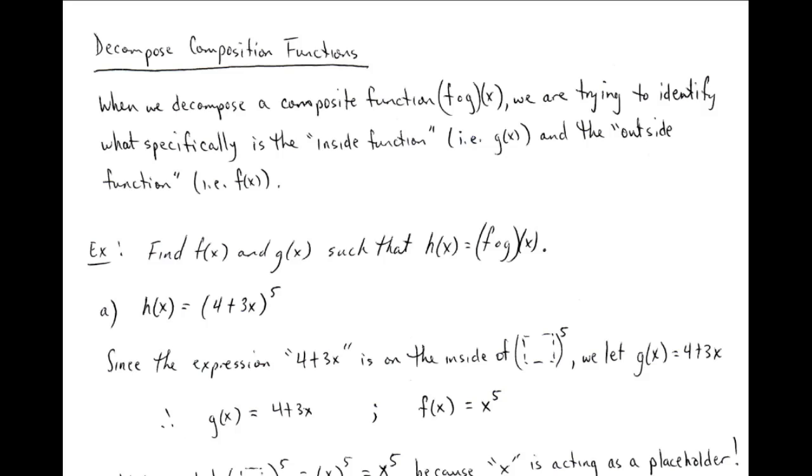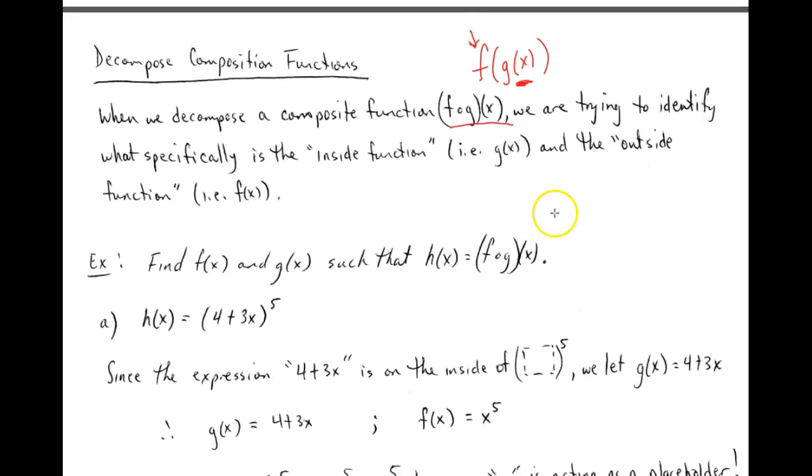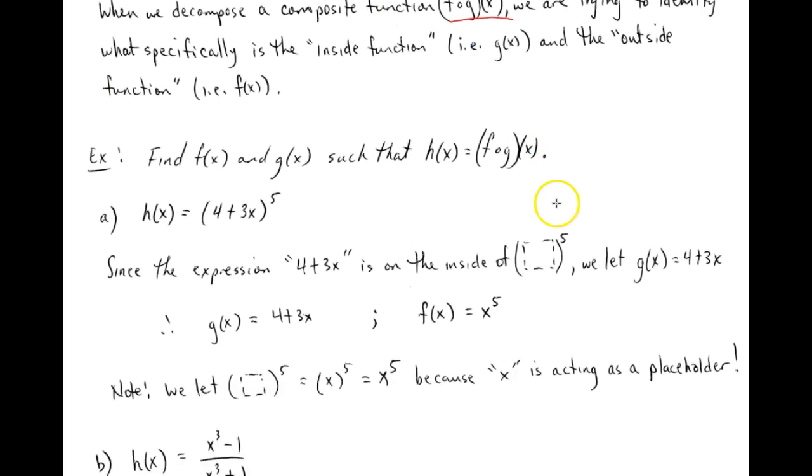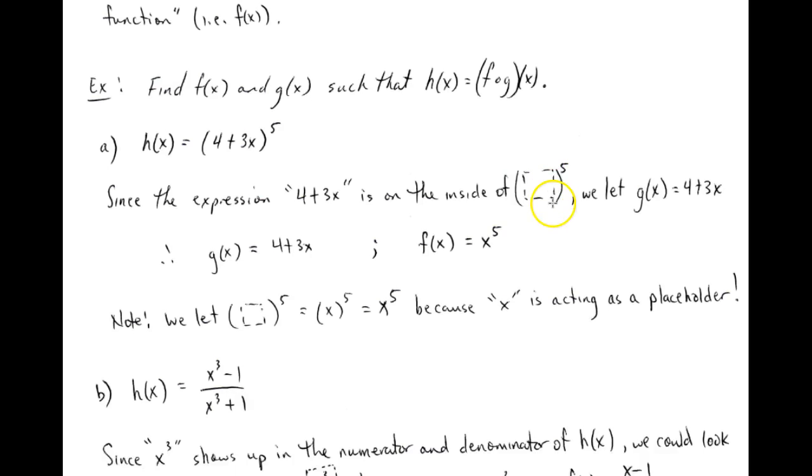Okay? And so for the example that I've stated right here, given that we have a function f of g of x, of course, which will be written this way, our g of x is the inside function, and our f of whatever the variable is would be our outside function. So let's take a look at some examples here to see how we can possibly decompose a composition function.